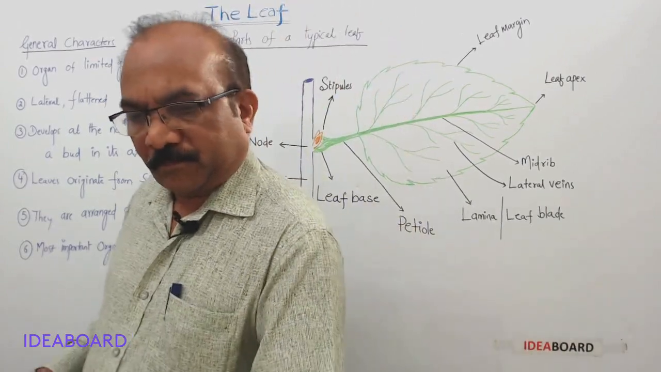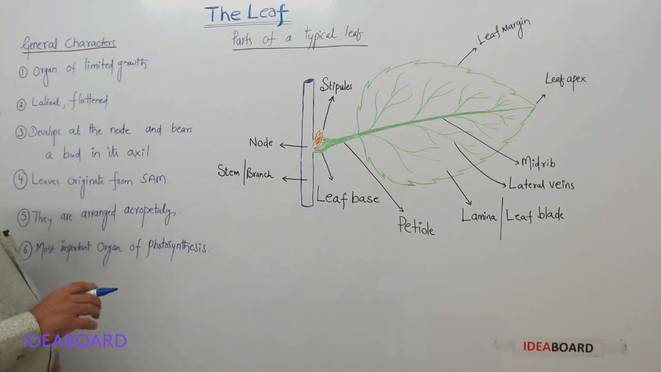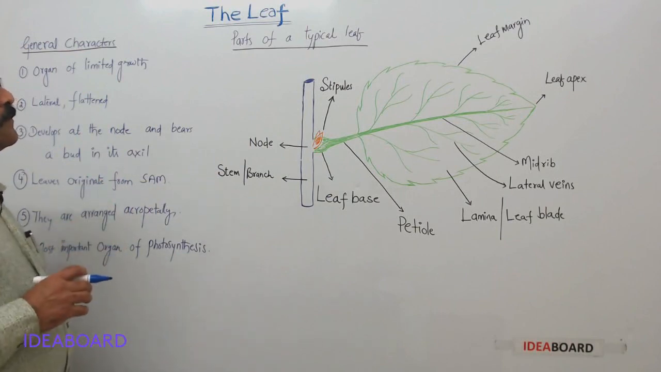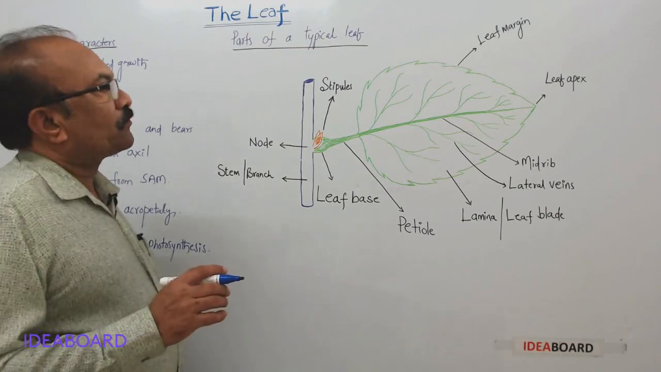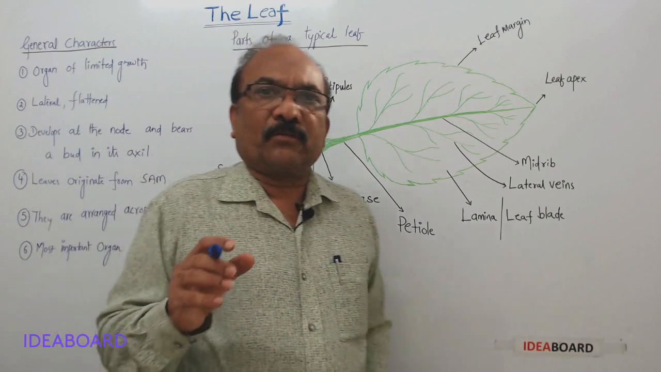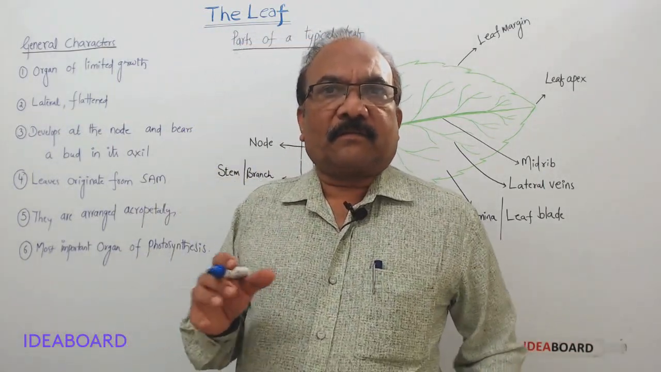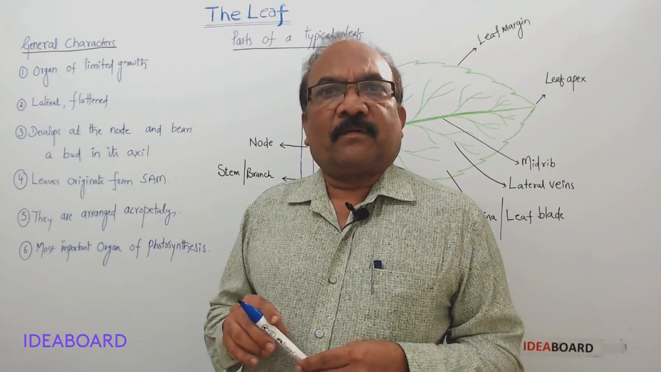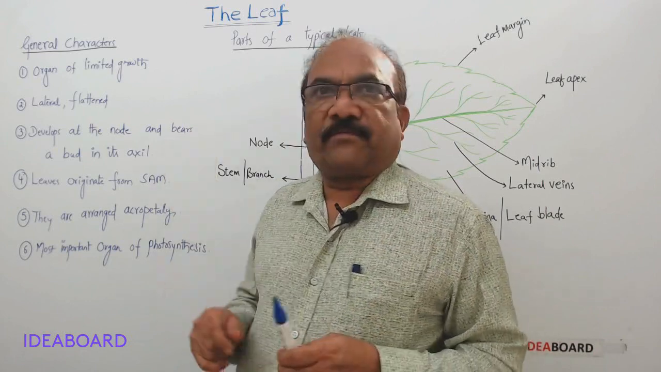Okay, so this is the third topic in the morphology of flowering plants. First we discussed the root, and then we discussed the stem. Now it is the turn of the leaf.